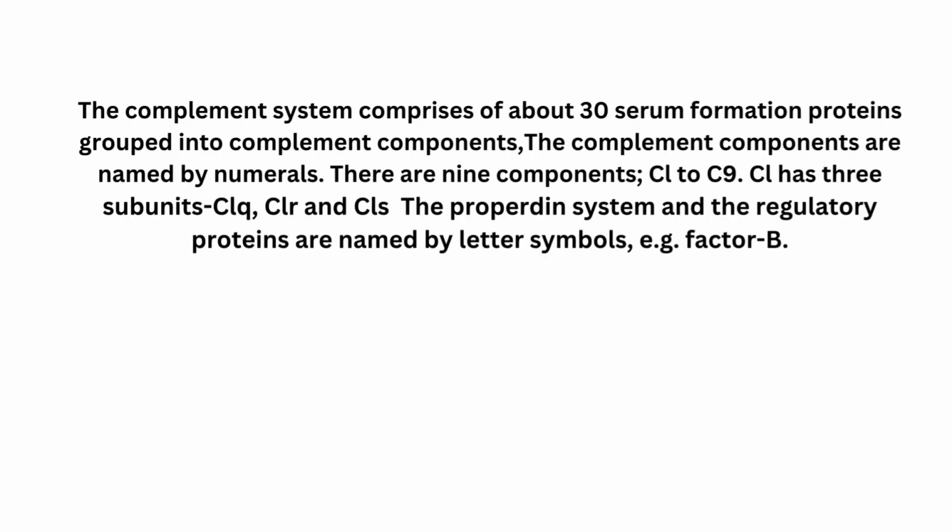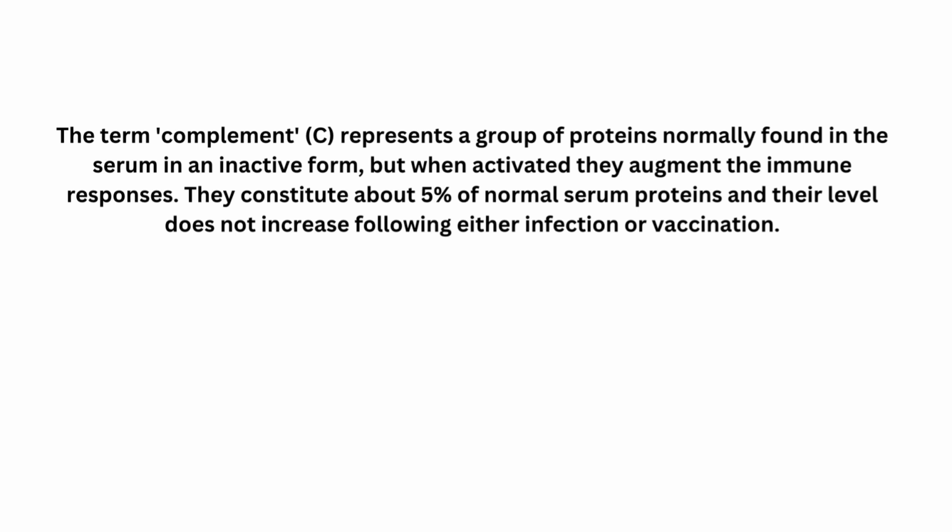The complement system comprises about 30 serum proteins grouped into complement proteins. The complement components are named by numerals. There are a total of 9 components from C1 to C9. And to remember, there are 3 subunits of C1 called C1Q, C1R, and C1S. The properdin system and the regulatory system, which we'll look into later in the video, are named by letter symbols, for example factor B.